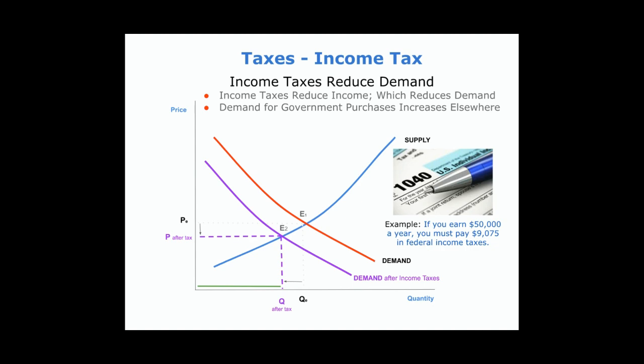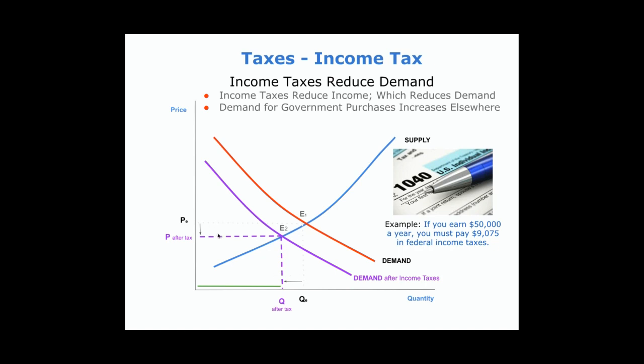Now we can look at income taxes as another iteration of this. When we have income taxes or higher income taxes, well, that's less income for the public. The demand goes from the red line to the purple line here. We move from E1 to E2, and if you notice, E2 involves a lesser quantity of goods and services being sold at a lower price. The prices go down, and there's a lesser quantity and lower prices.